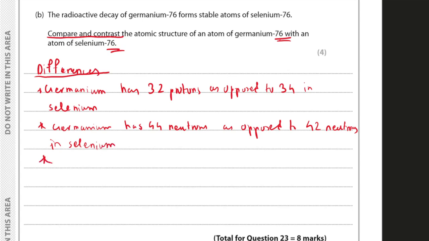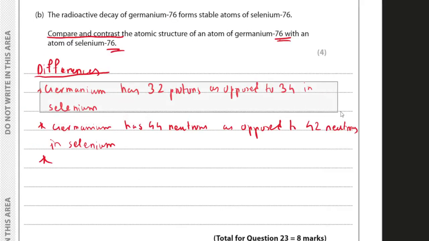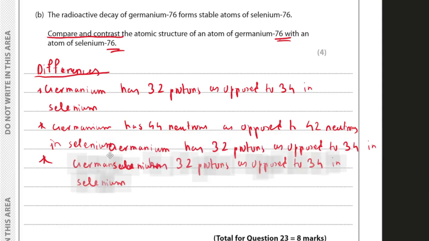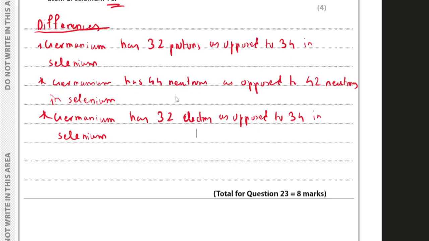Again, we can also write another thing, the number of electrons. This line you can just easily copy, and you can write 32 electrons as opposed to 34 in selenium. So these are the three differences.